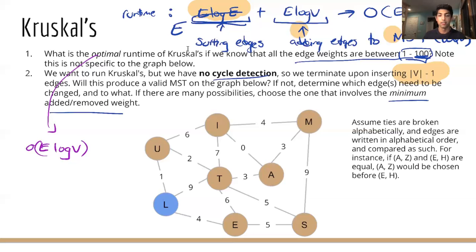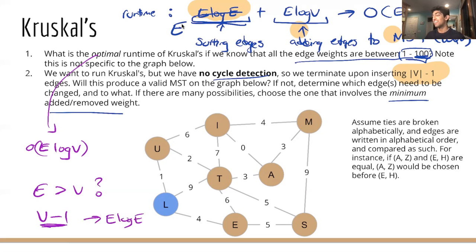Interesting. Okay, so the first question: why can we assume that E is greater than V? That's in just the question. The reason for this is, suppose that E was as small as possible. If E was as small as possible, it would be V minus 1. In order for us to have a graph where an MST would actually exist, we need at least V minus 1 edges in that MST. So we see here that in this case, the runtime is still E log E.